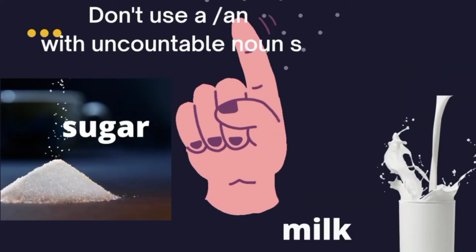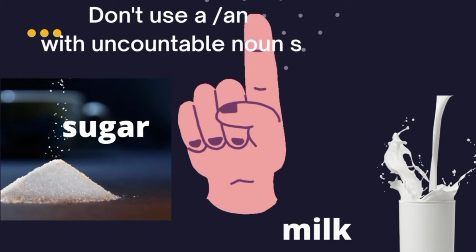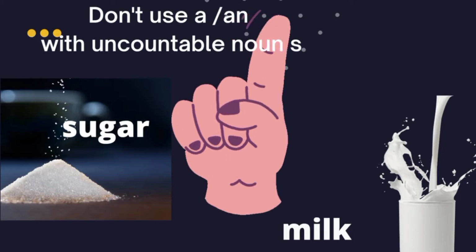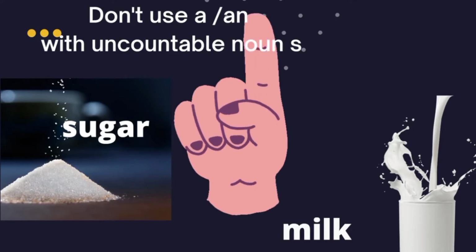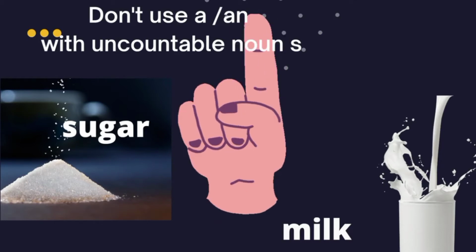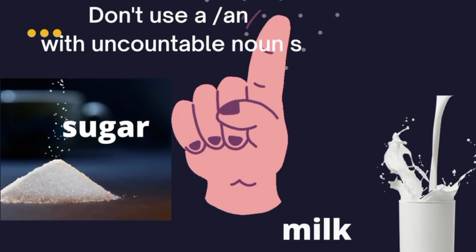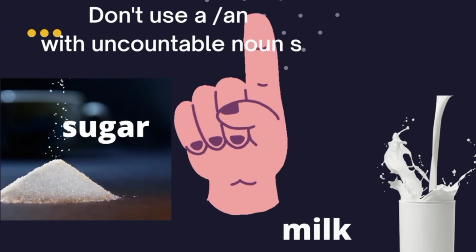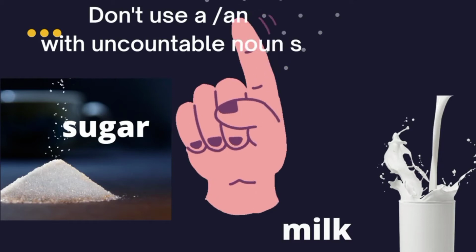A or an is not used with uncountable nouns. If something cannot be counted, how can it be one or two? It's not correct to say there is a milk in the glass because milk cannot be counted as 1, 2 or 3. It is uncountable. You can say there is milk in the glass. There is sugar in the plate. You cannot say there is a sugar in the plate because sugar is also uncountable.